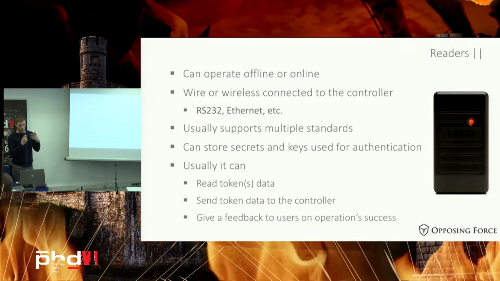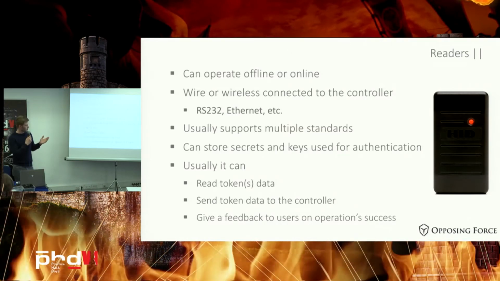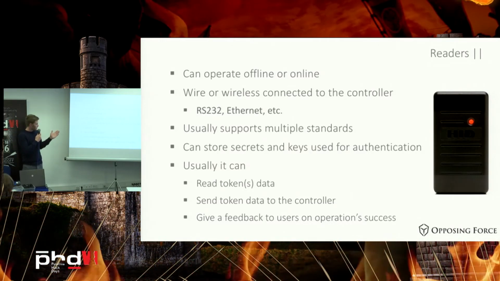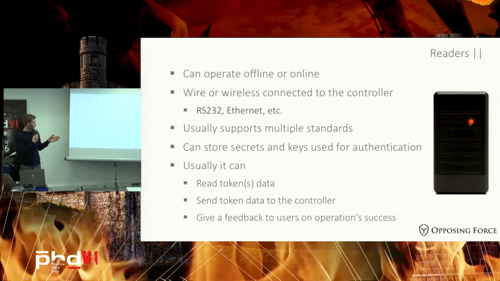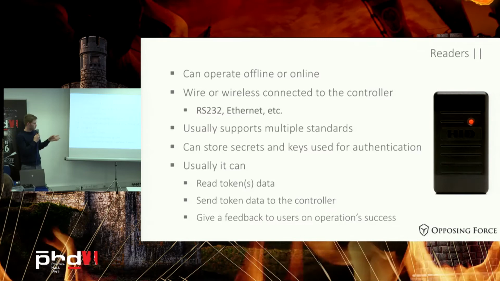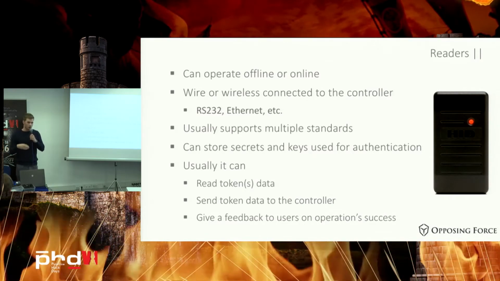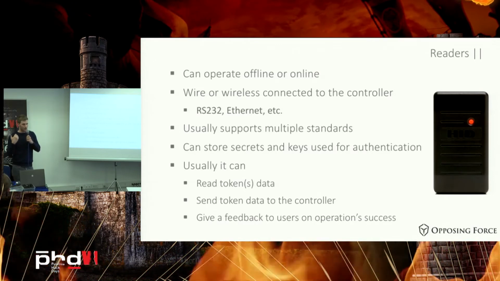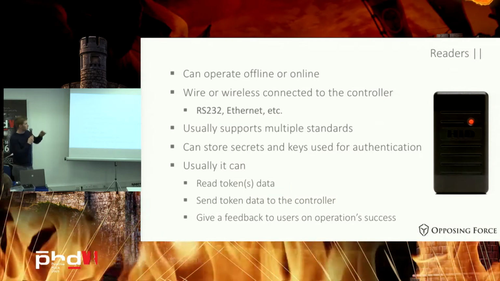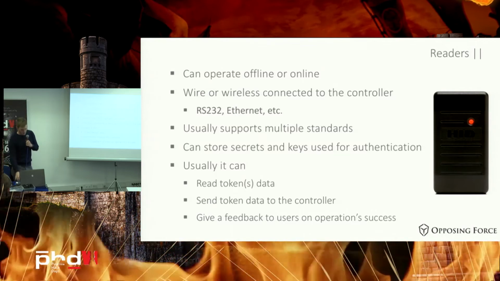So you just need to break one of these readers to get access to all the keys for all the tokens. Usually what it does is read the token's data and send that data to the controller, and then give feedback to the user, like a green light or a beep. All the other operations, like opening the door or verifying if the data is correct, are not made by the reader if it operates online. If it operates offline, everything is done by the reader.